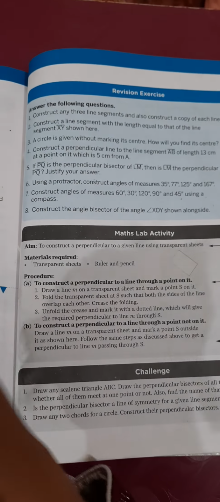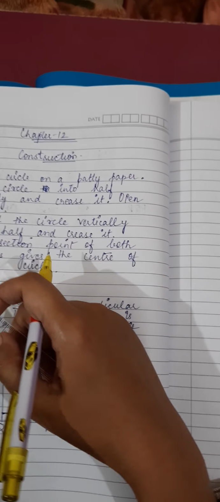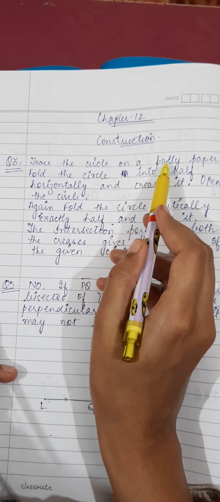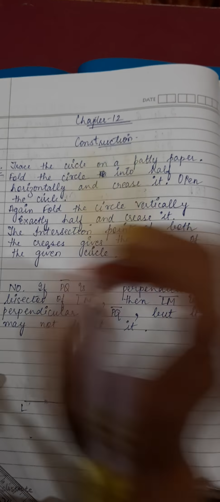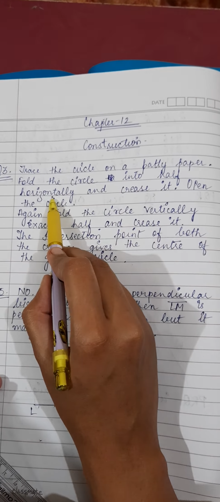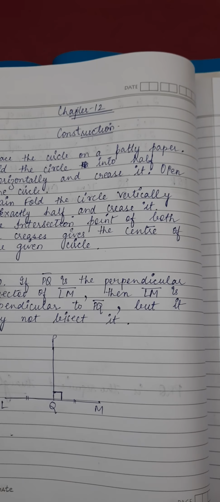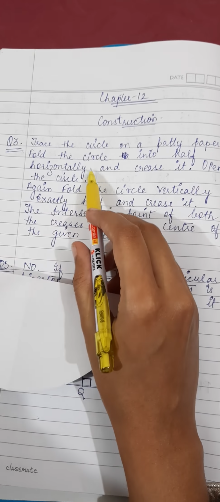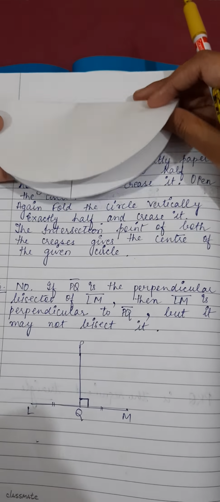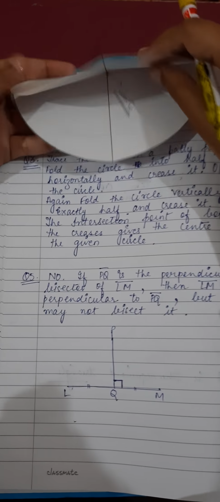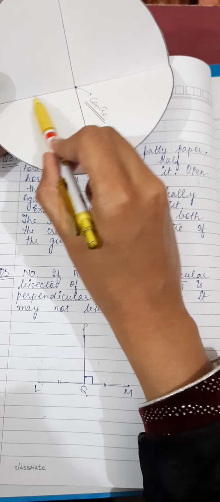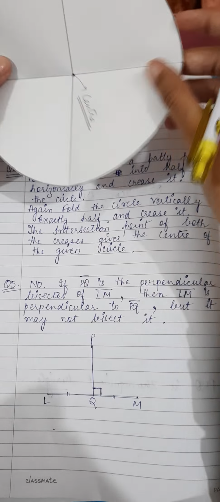Now the same we have to write in the notebook. How you are going to write this in the notebook? Take the circle on the petty paper the way I have taken it. Fold the circle into half horizontally and crease it. Okay, so what did we do? We took the circle, we folded it in half horizontally, and creased it. That means make a line like this. Next, open the circle.